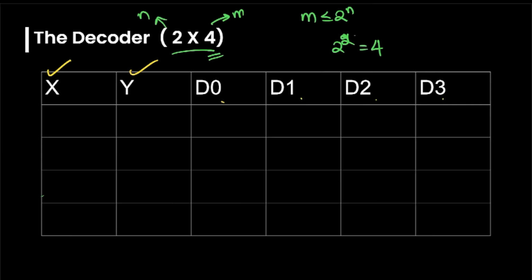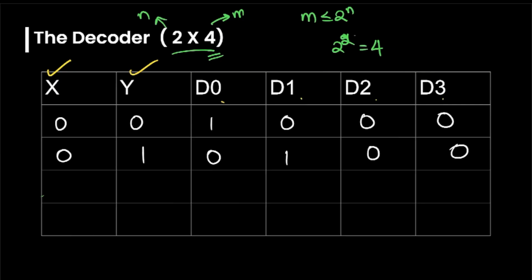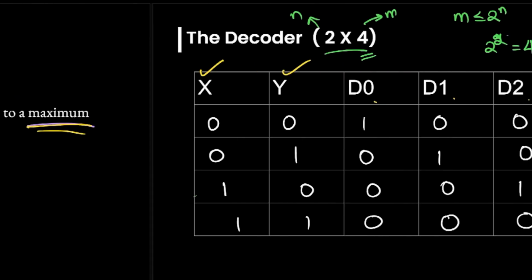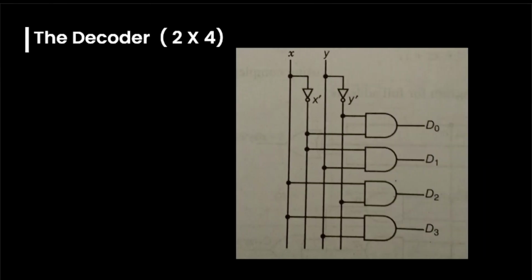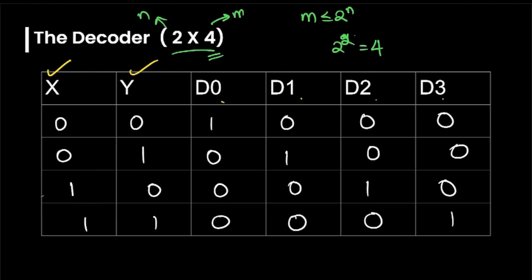Now, how do I construct the truth table for this? Say both x and y are 0, then you write D0 as 1, and D1, D2, D3 as 0. Say x is 0, y is 1, then D0 is 0, D1 is 1, D2 and D3 are 0. Then 1, 0 will become, you might guess it by now, D2 is 1 and the rest are 0. If both are 1, this is how it is going to look. Okay? Now, use this concept and let's draw the logic diagram for this. You don't have to memorize this table.